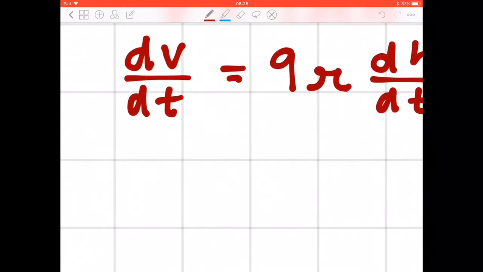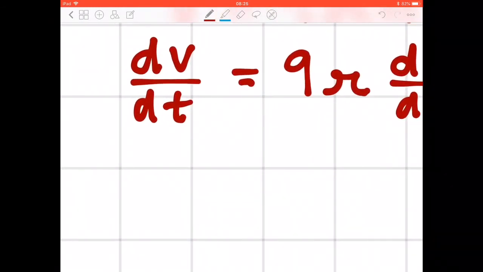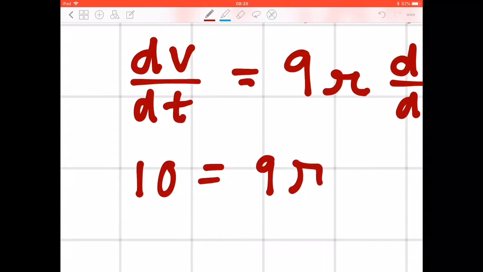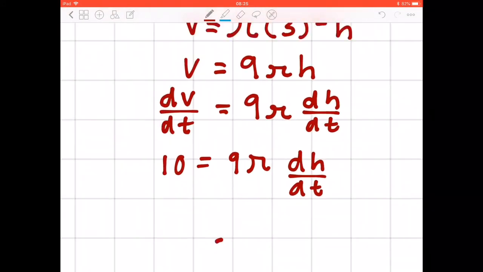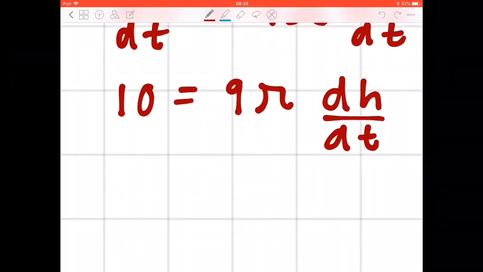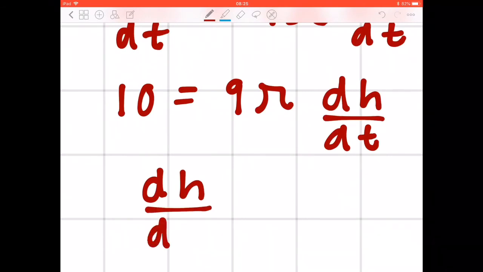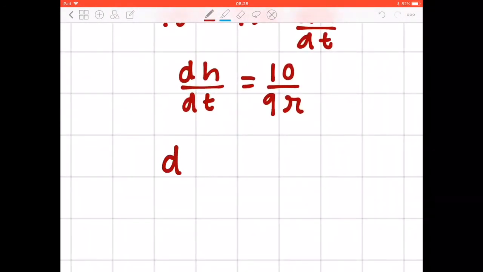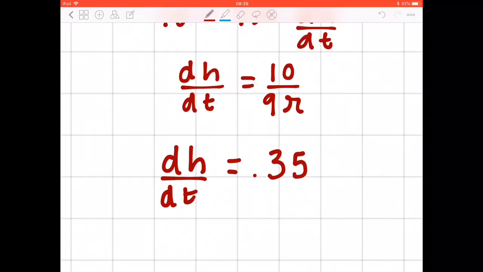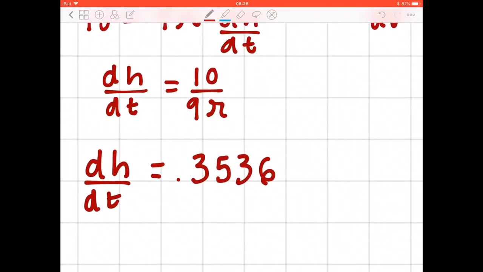And now, we know dV over dt, so we're going to sub that value in. And then we're going to solve the equation for dh over dt. We're going to divide over 9 pi, and then write this as a decimal so it's easier to work with as we move into part B. And this decimal is 0.3536 inches per minute. Remember, this is just inches because it's height and not volume.